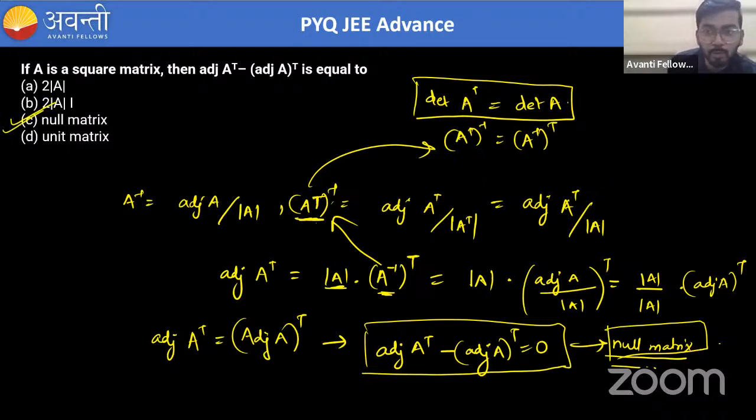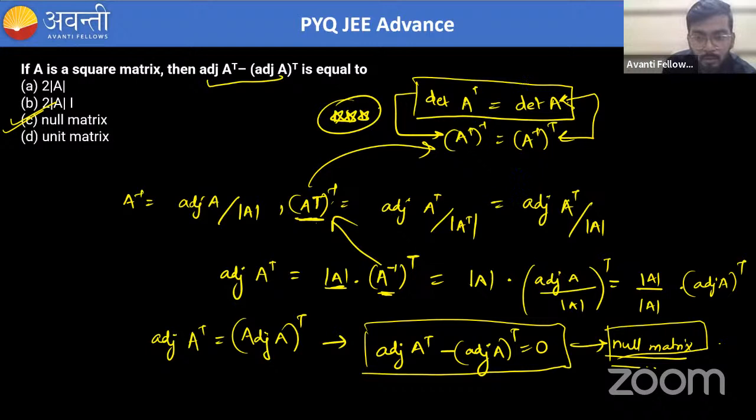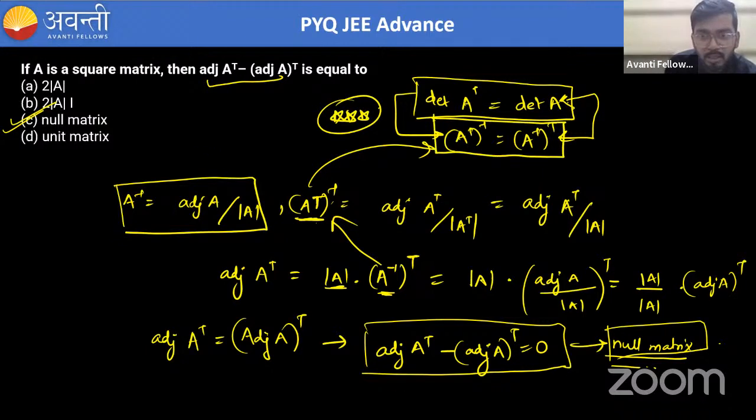So the only two properties that we used and manipulated our equation by are these two properties, right? So remember, these two properties are also very important. These two properties help in solving a lot of questions based on determinant and adjoint. And this relation is also important. So these three relations were super helpful to solve this question. Okay.